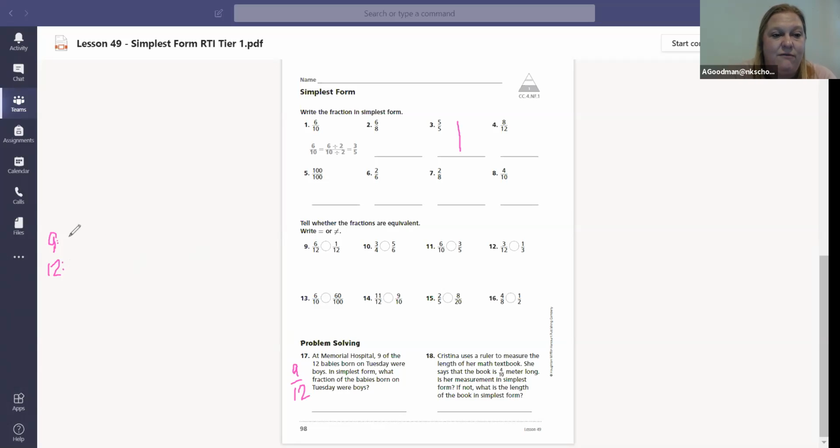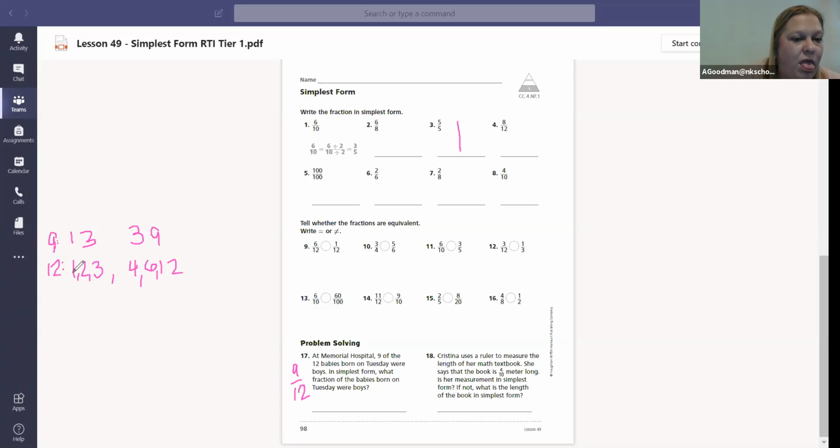So 9, we have 1 and 9, right? 2 is not a factor of 9, 3 and 3. And we have nothing else. So 1, 3, and 9 are factors of 9. And here for 12 we have 1 and 12, 2 and 6, 3 and 4, right? So 12 has a lot of factors. Okay, so let's find the greatest common factor.